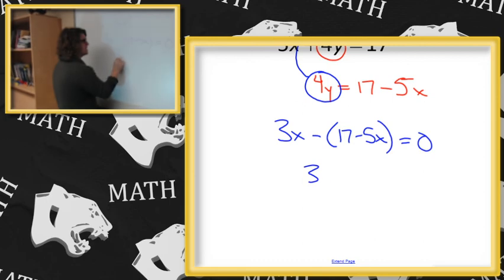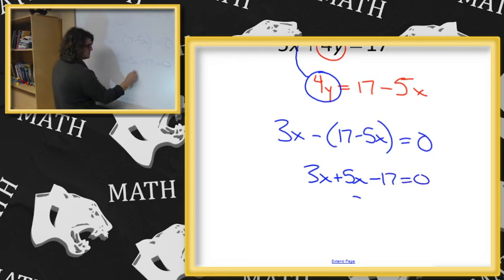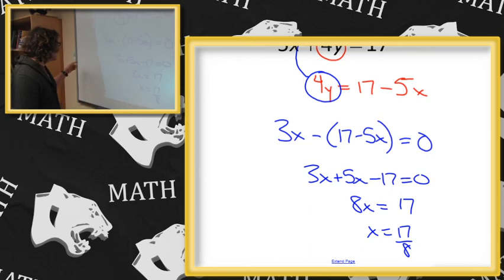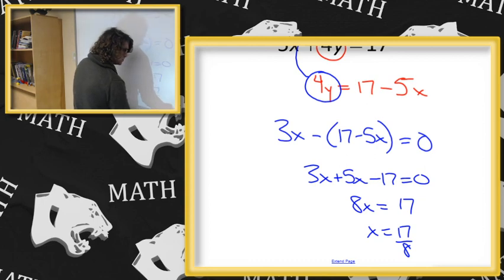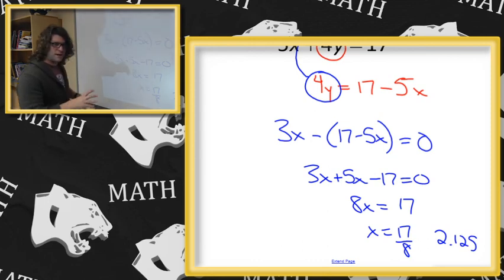So we get 3x minus 5x, which is plus 5x, minus 17 is equal to 0, which means 8x is equal to 17. X is equal to 17 over 8. And that's a pretty icky fraction, but it's fine. And I'll show you graphically. We'll do this in Desmos in just a second, and we'll see if we can get that particular value. 17 eighths, 16 eighths would be 2, so that's 2 and 1/8. 1/8 is 0.125, so 2.125 is the equivalent x value there.